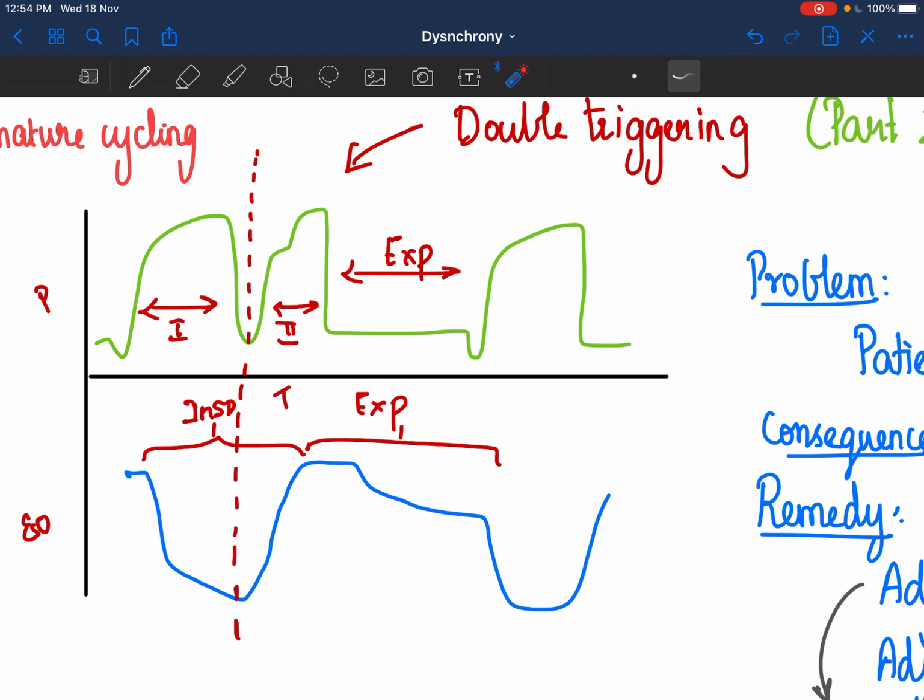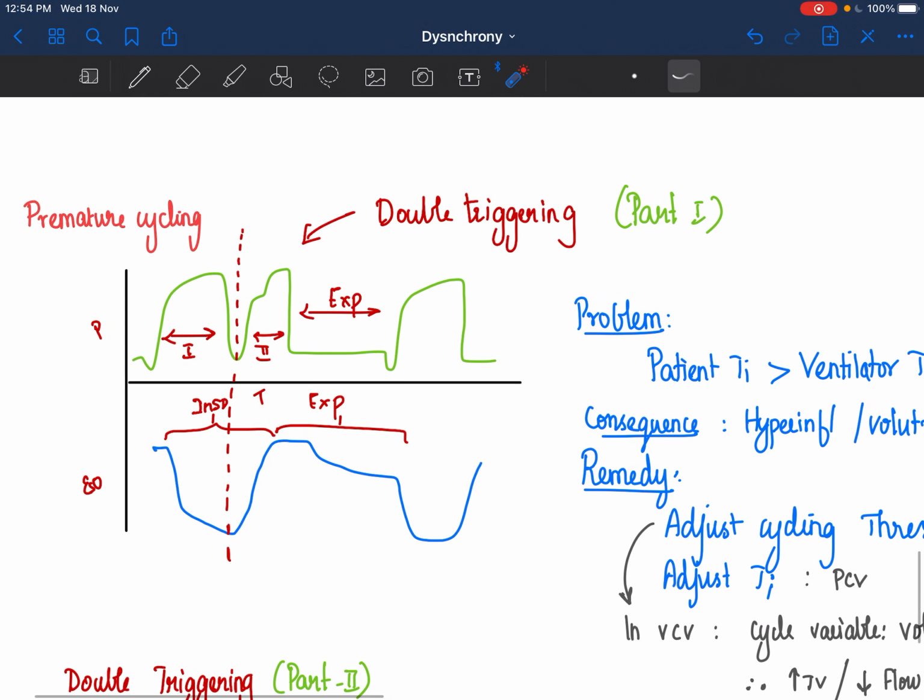Yes. So, you have the patient triggering. The patient is receiving the breath, trying to exhale out, but before actually exhaling, you have another breath coming in. Correct? So, there is double triggering happening. Why is this double triggering happening? When you see, actually the patient wants to inspire more. Patient wants more and more inspiration.